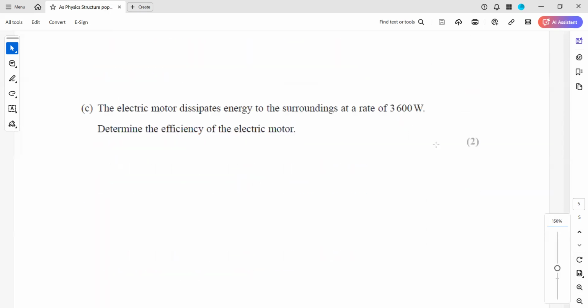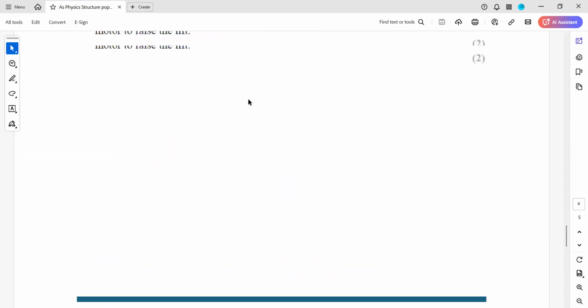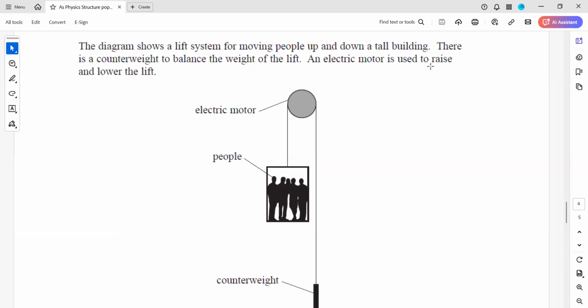The next part: the electric motor dissipates energy to the surroundings at a rate of 3600 watt. Determine the efficiency. So what is the total energy? We need the efficiency of the electrical motor. Efficiency can be in terms of energy or in terms of power. Because we already calculated the power, we can use power. So useful power output divided by total power input times 100.